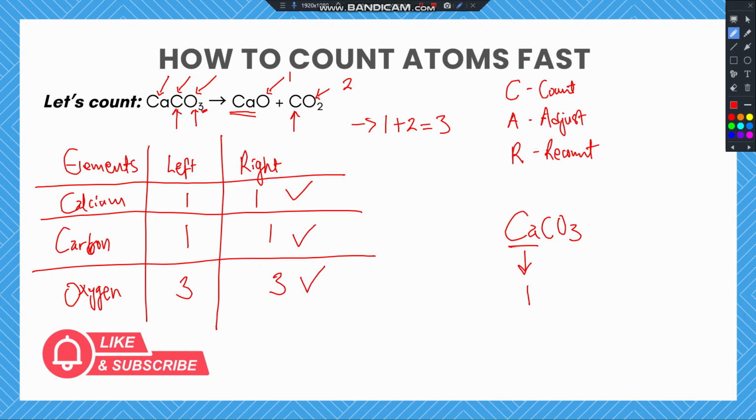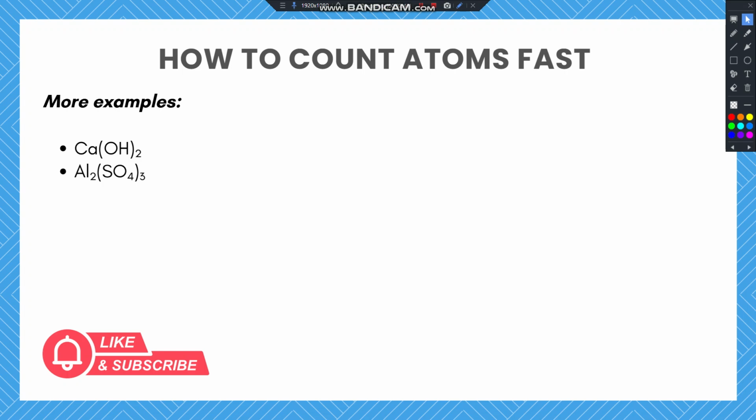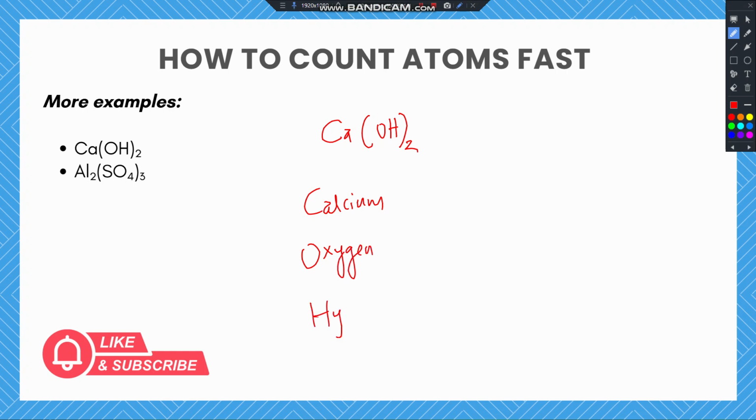So you see how important the skill of counting is in the process of balancing chemical equations. It is that skill that helps us to know if a chemical equation is balanced or not. Now if I were to ask you, how do you know the number of atoms present in a compound? Well, it's super easy. We have the first example, Ca(OH)₂. This is called calcium hydroxide. The first thing to do would be to identify the elements. We have calcium, oxygen, and hydrogen.